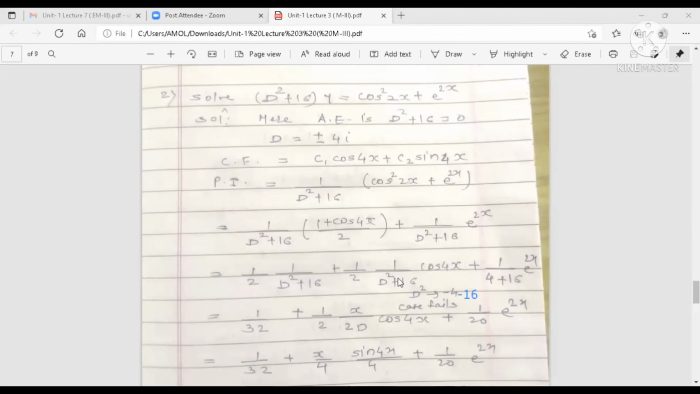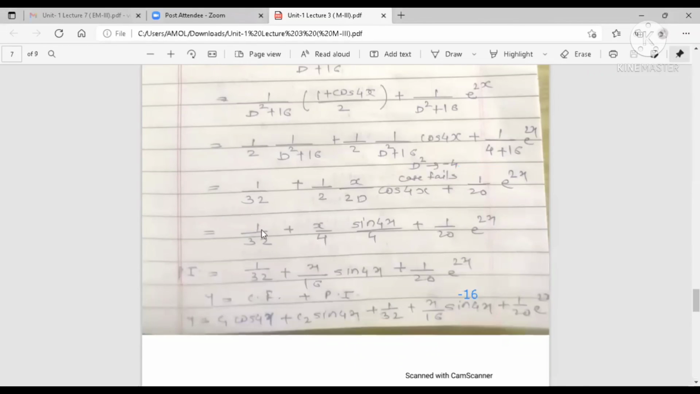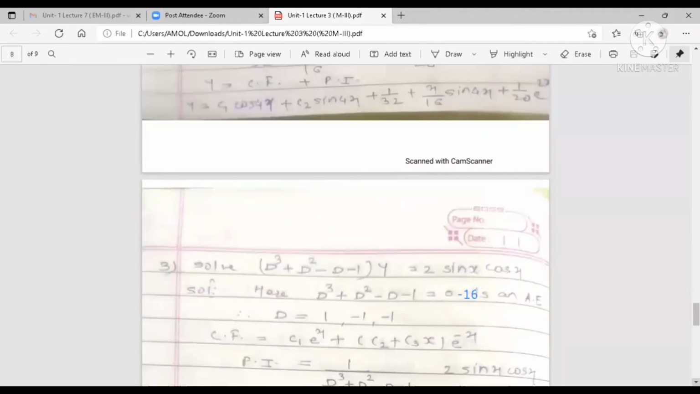So it is the case of failure. So multiply in numerator by x, take the derivative of denominator. Derivative of d square is 2d, cos 4x plus 1 by the 16 plus 4, 20, e raised to 2x. And after simplification, we have this result, PI. 1 by d integration of cos 4x is sin 4x upon 4. And after simplification, we have this PI. And so the general solution is y is equal to CF plus PI. This is your answer.